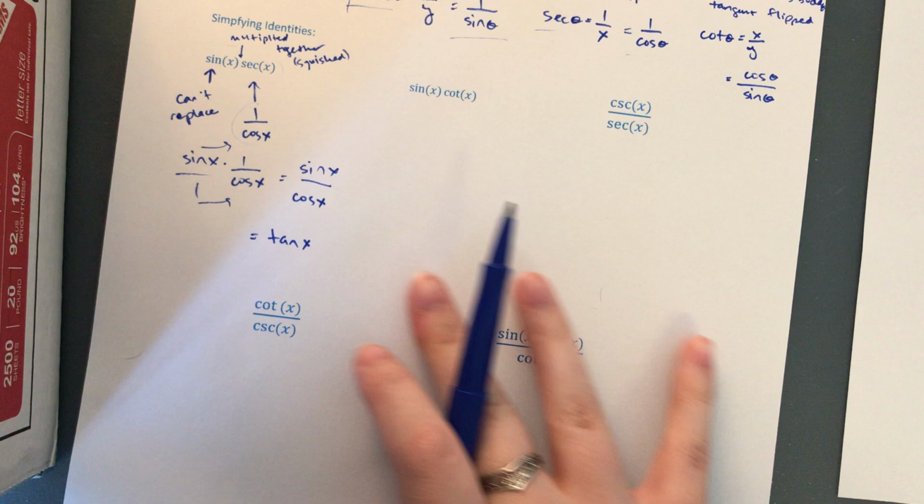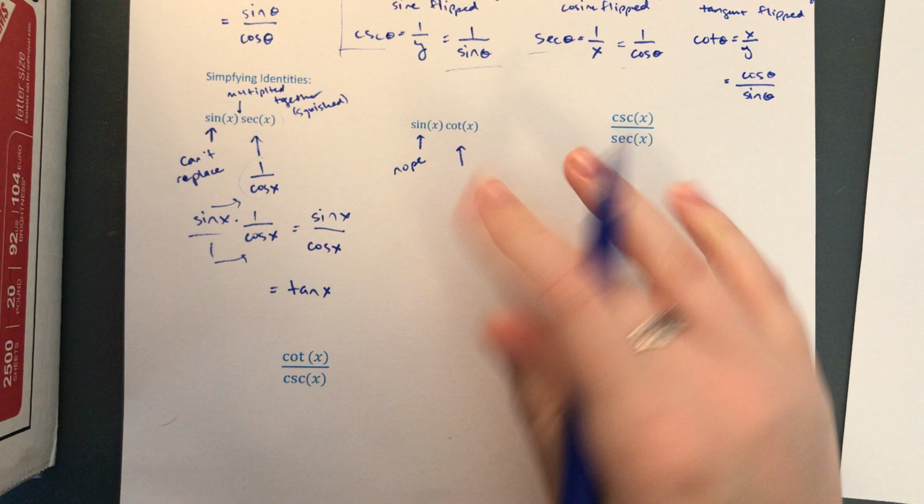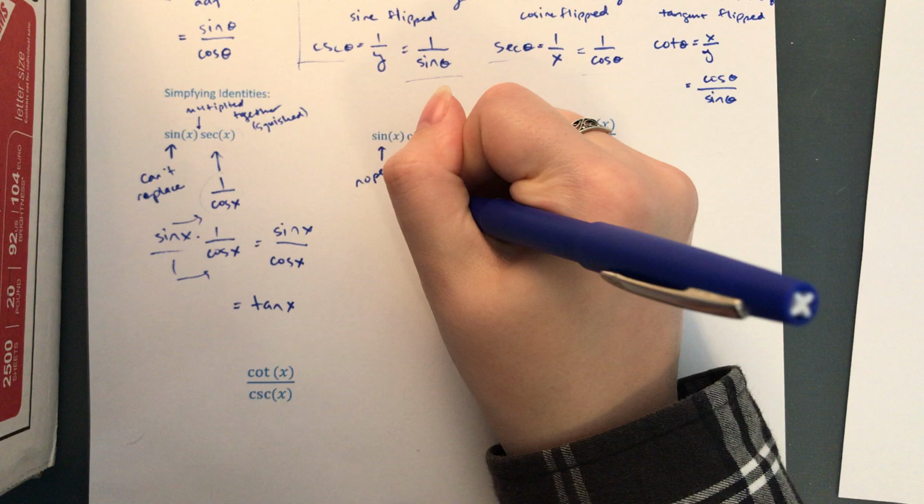All right, so up next, now I've got sine times cotangent. Well, sine is a nope. You can't replace sine with anything, or cosine. But cotangent, look up here. Cotangent is cosine over sine. So I'll replace cotangent with cosine over sine.